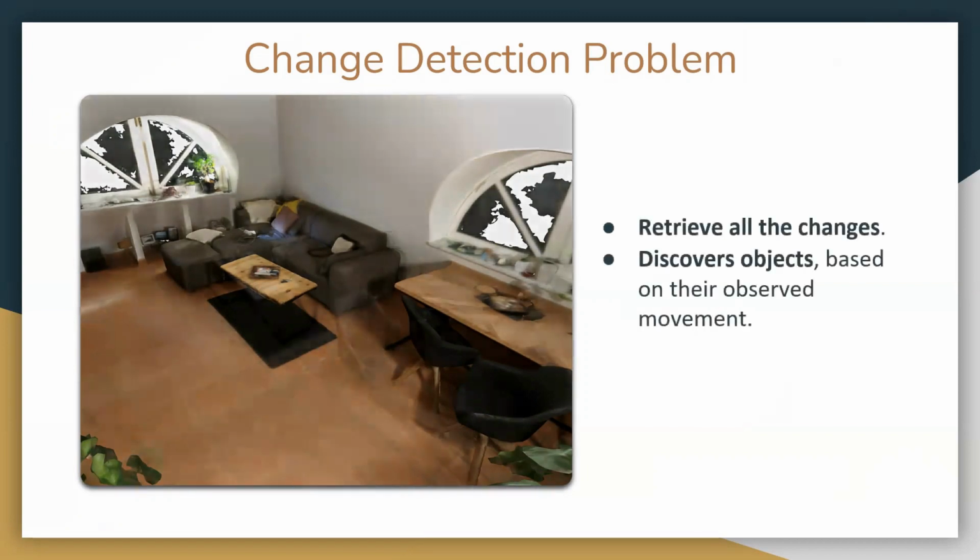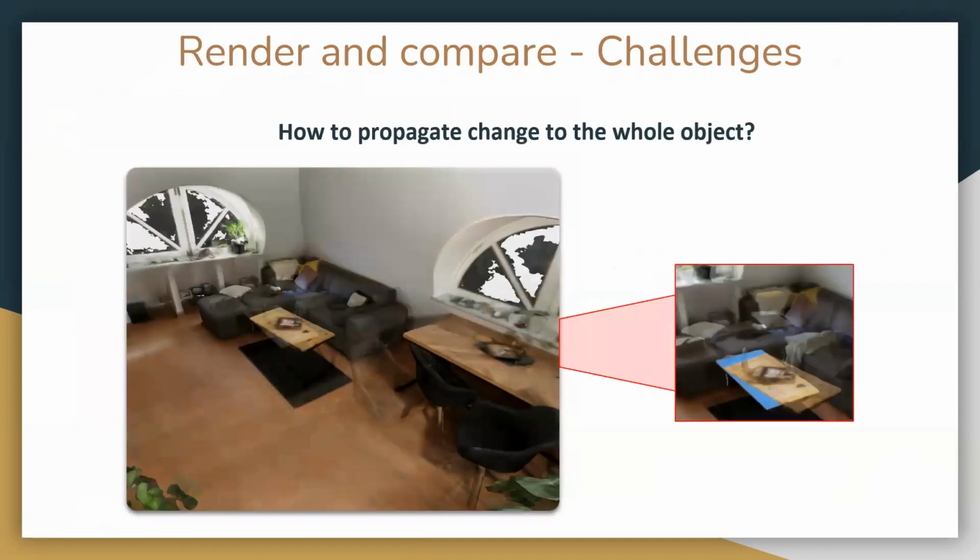Detecting and interacting with objects is a fundamental task for robots and for different AR and VR applications. This is what motivated us to build this object discovery pipeline based on observing movement. The most naive approach in change detection is direct scene comparison or depth map comparison after rendering them.